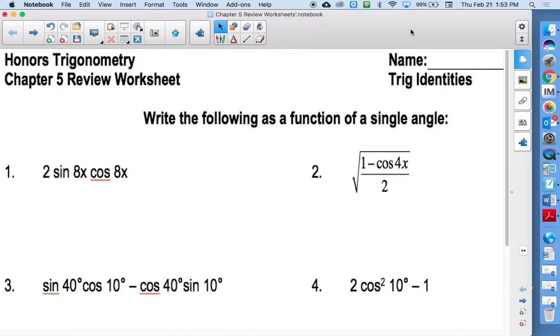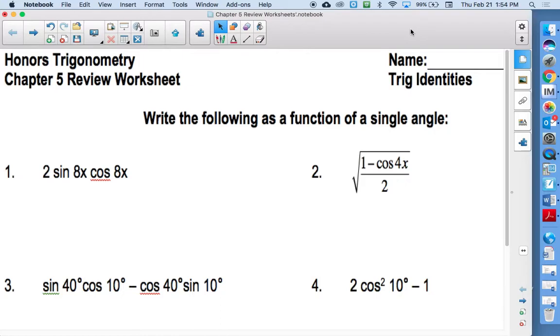So the review worksheet, 1 of 3. This one is pretty much just using the identities and the formulas. There is no solving on this page. The other page, pages 35 and 36, is the one where you have 3 that you're solving. So this one is just using the identities. I have that identity sheet out so that you can see it.